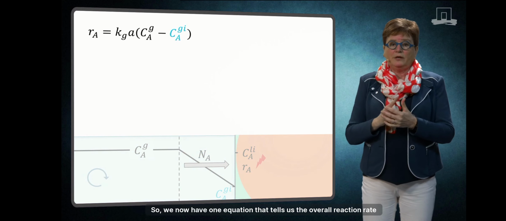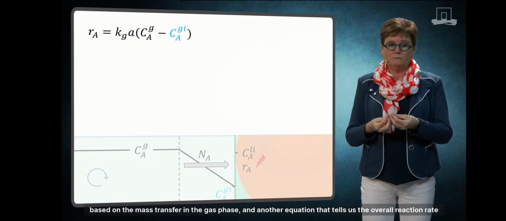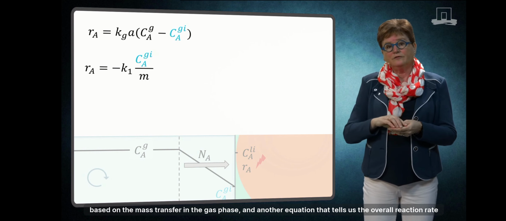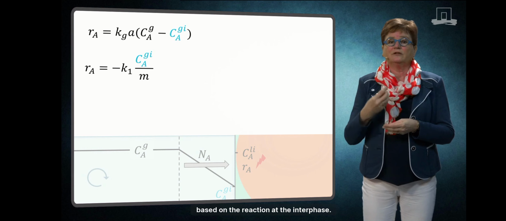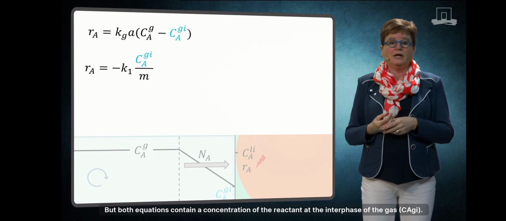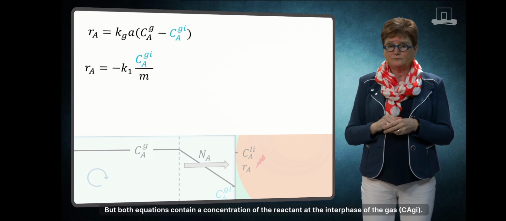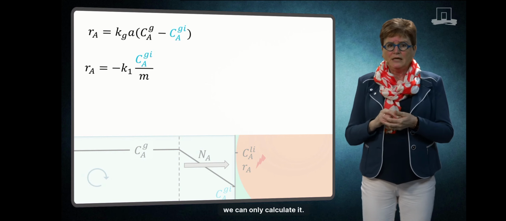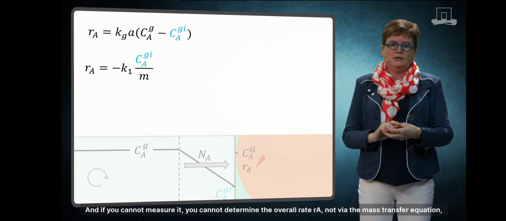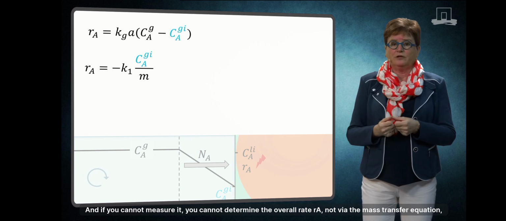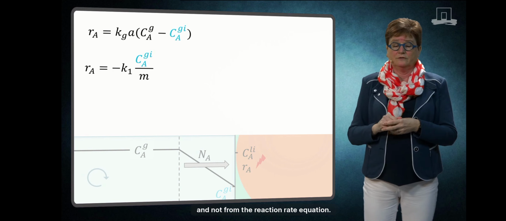So we now have one equation that tells us the overall reaction rate based on the mass transfer in the gas phase, and another equation that tells us the overall reaction rate based on the reaction at the interface. But both equations contain the concentration of the reactant at the interface of the gas. And to be honest, that's not handy, because in practice we cannot measure this concentration. We can only calculate it. And if you cannot measure it, you cannot determine the overall rate, Ra, not via the mass transfer equation and not from the reaction rate equation.